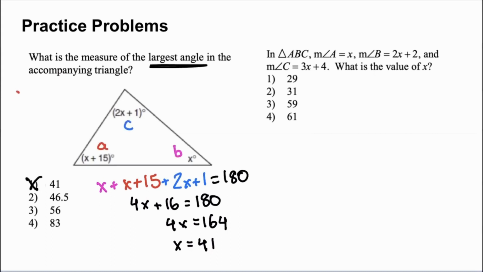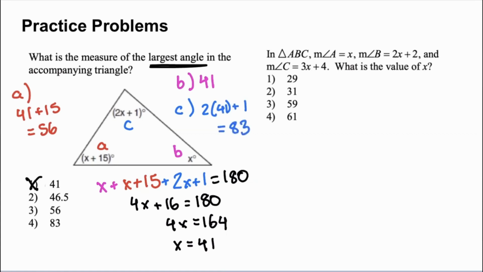So we're just going to plug in 41 wherever we see an x. So for A, we have 41 plus 15, and 41 plus 15 is 56. Angle B, it's just an x, so it's going to be a measure of 41. So that can't be the largest. And finally, for C, we have 2 times 41 plus 1, and this is going to be equal to 83. And so because of that, our final answer is 483.